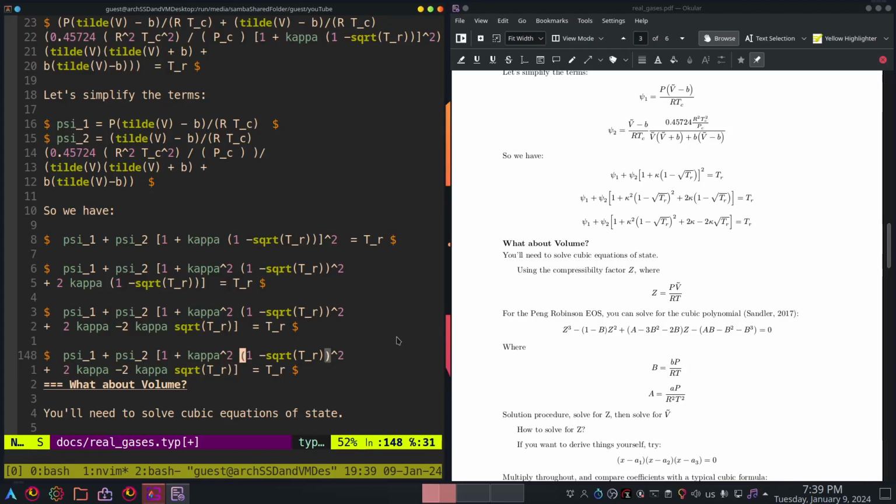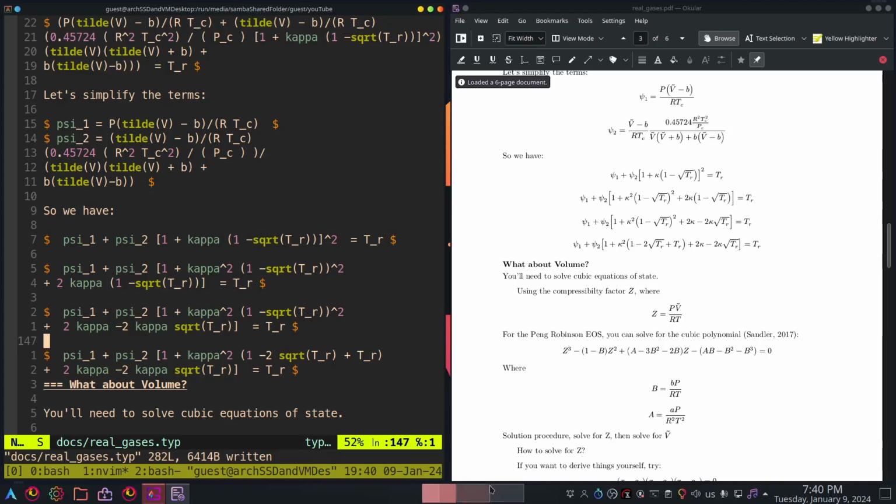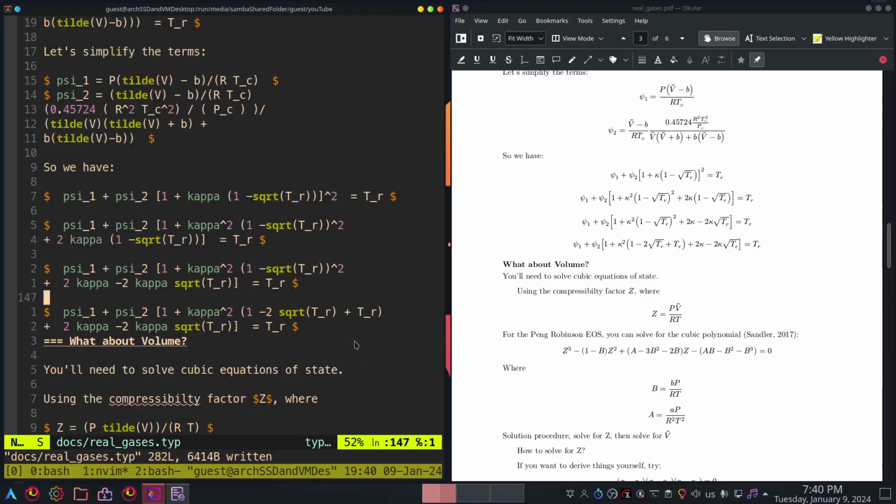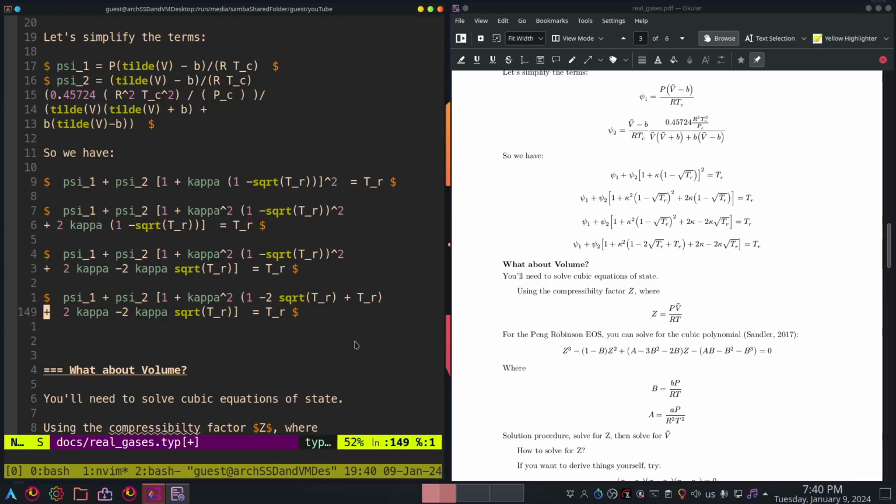So for this term here, it is simply 1 minus 2 square root tr plus tr. So that should be the correct expansion. So I have a kappa square term, 2 kappa square tr, and a kappa square tr. Okay, so I'll need to collect all the terms, and then we solve the quadratic formula.